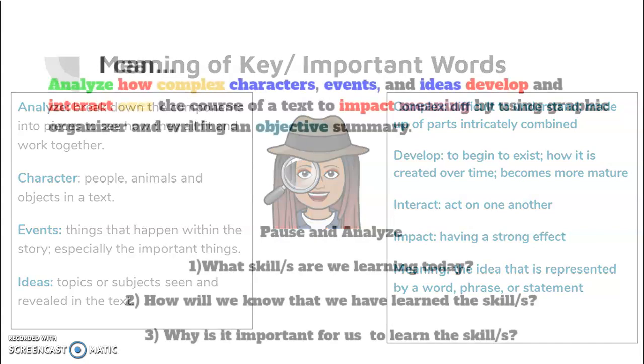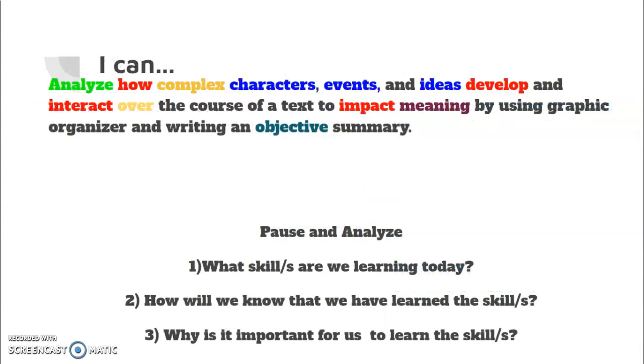For example, we know that analyze means to break something down to see how they all work together. So if we're going to analyze, it means we're going to break down the complexity of the character. We're going to break down the events and the ideas. And we're going to see how all three of these things connect and help build and push the story forward. Also, how our character matures.